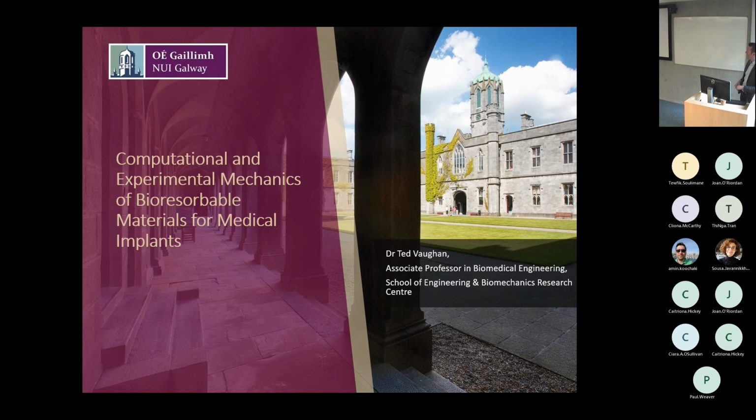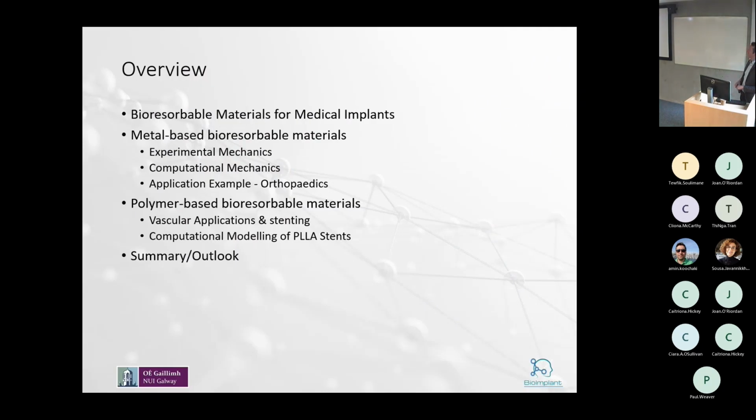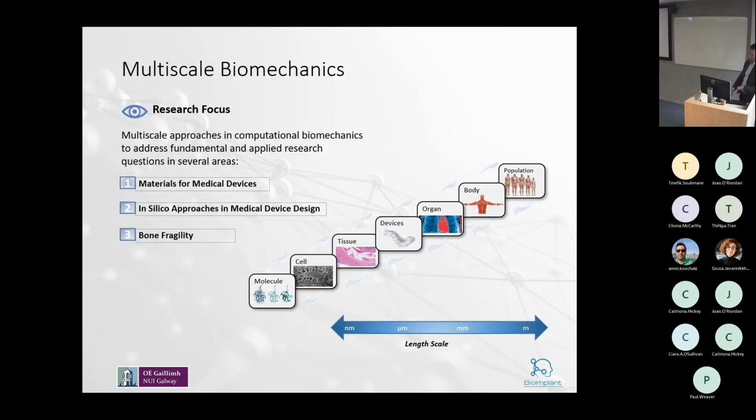So, as Noel said, I work in the area of computational biomechanics, and in the talk today, I'm going to cover a background to bioresorbable materials and look mainly at two of the main categories of biomaterials that are biodegradable. So metal-based biodegradables and also polymer-based biodegradables in a range of both orthopedic and vascular applications.